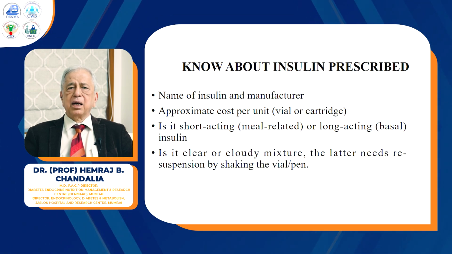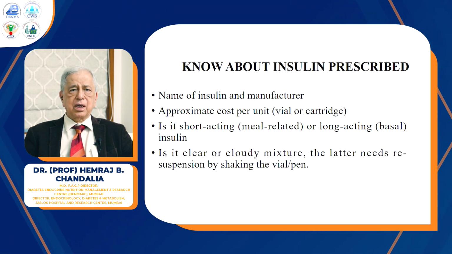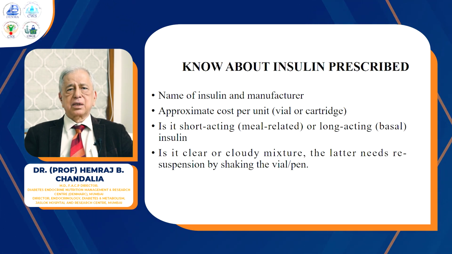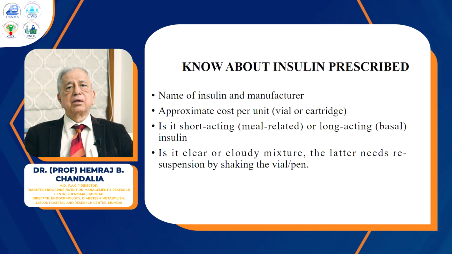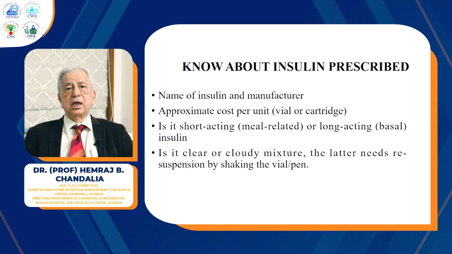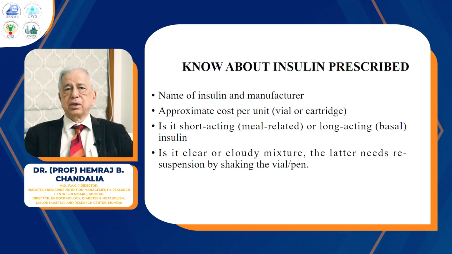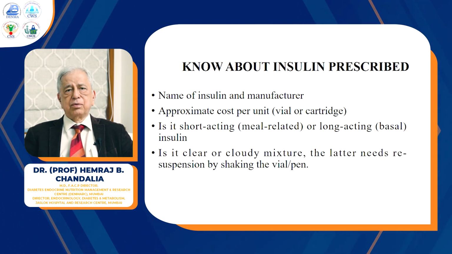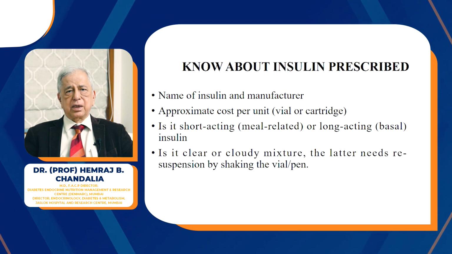And to my mind, it should be per unit cost, so the comparison is easy, because sometimes the vial is 400 units, sometimes vial is 1000, when it's U100 cartridge there are 300 units. So cost per unit, I think, will be interesting for you to understand and tell them.